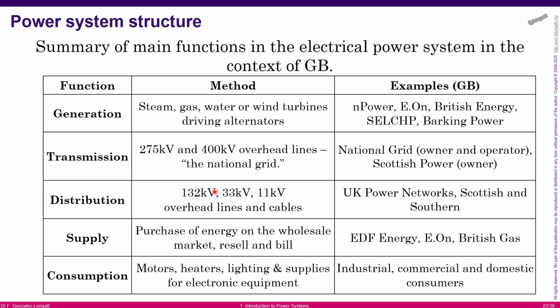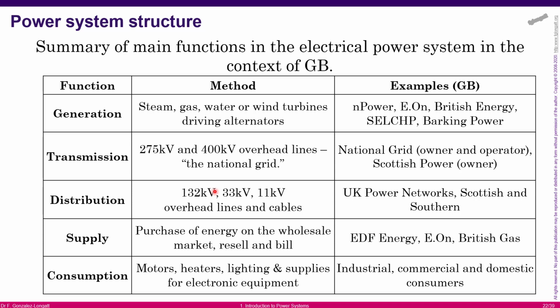Then we have the transmission: all those overhead lines, big cables, pylons or transmission towers working at 275 to 400 kV and moving the electricity inside the electrical power system. In England and Wales this is basically National Grid, and for Scotland we have Scottish Power.